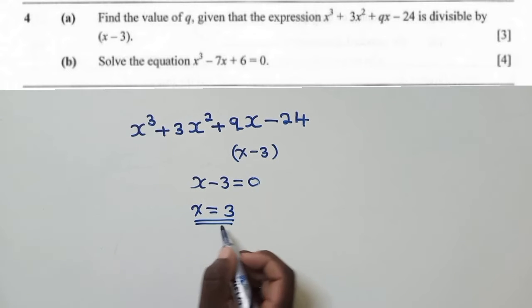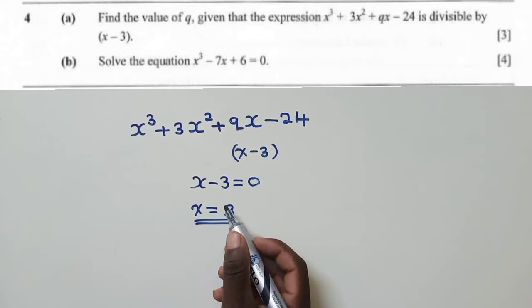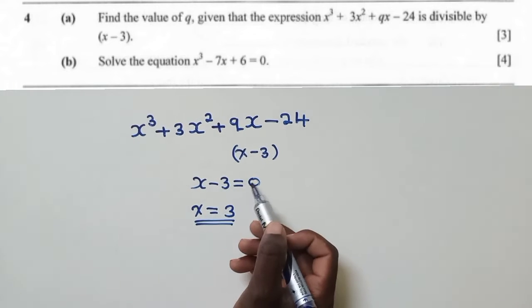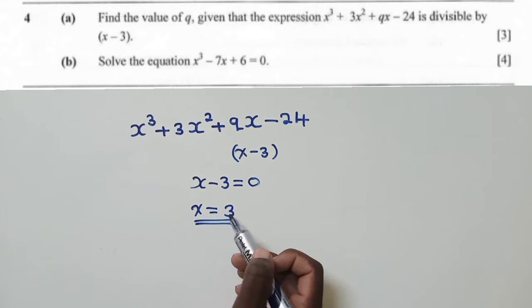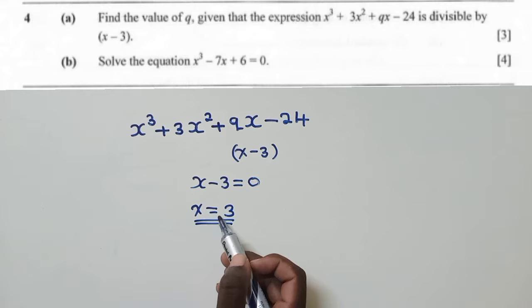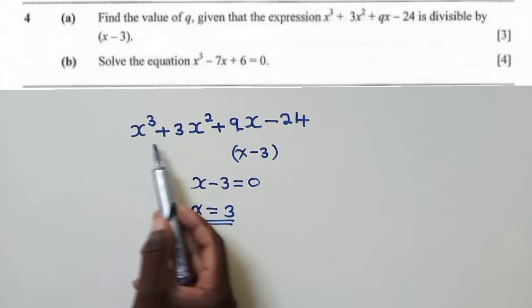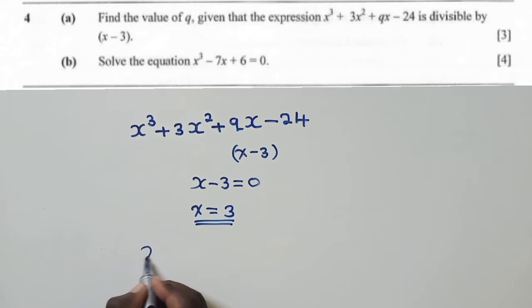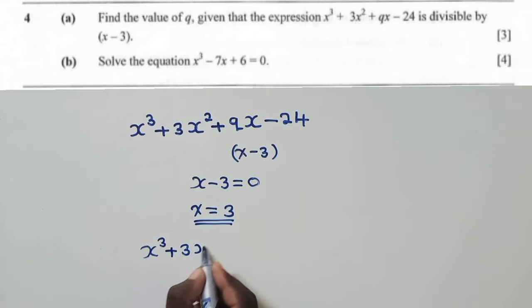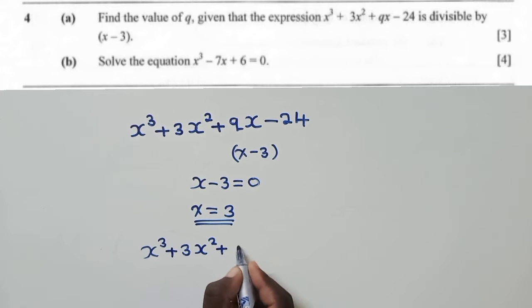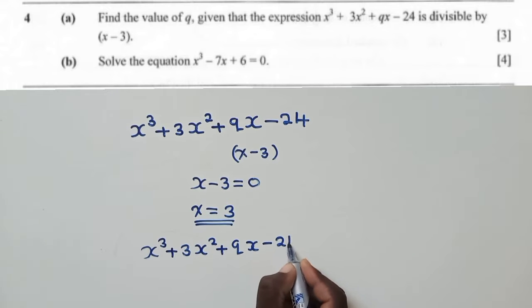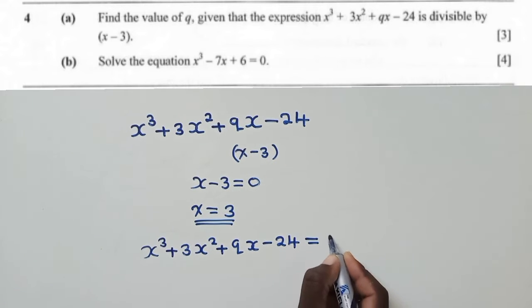We know the value of x is equal to 3 by just grouping the like terms, so 0 plus 3 gives us a 3. Upon getting this 3, we now take the main expression and equate it to 0. So it will look like this: x power 3 plus 3x power 2 plus qx minus 24, and then we say equal to 0.